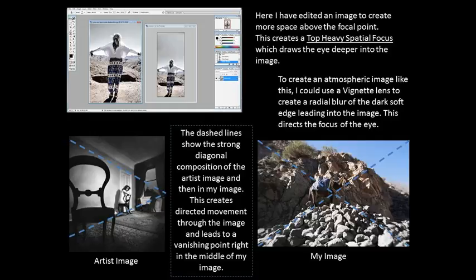Analyse it against other artists. Probably the daddy of composition for me is Bill Brandt. What you can't get from composition from that chap, well, I don't know. It's not possible. I don't know. But anyway, moving on.